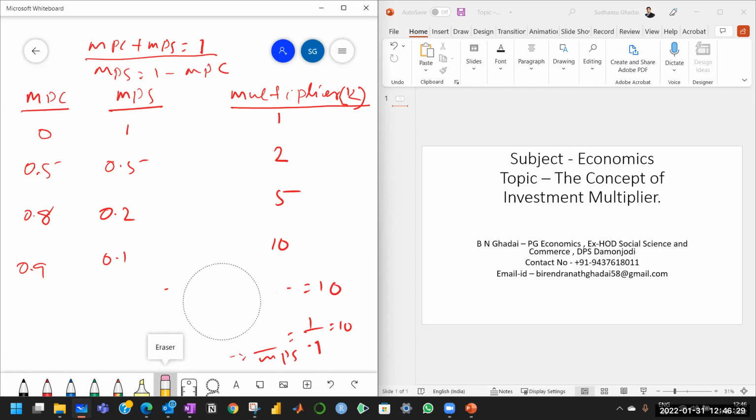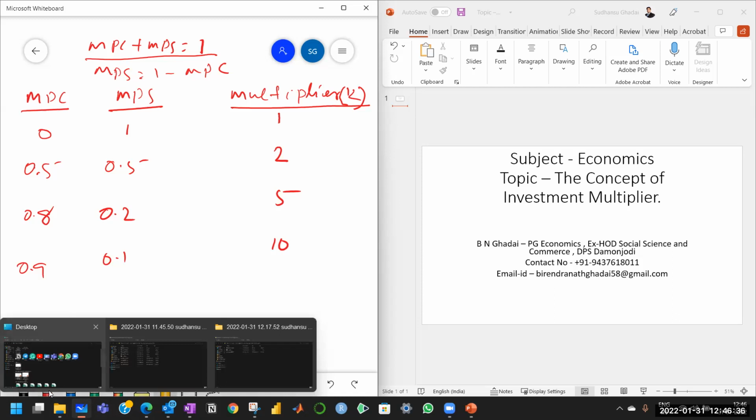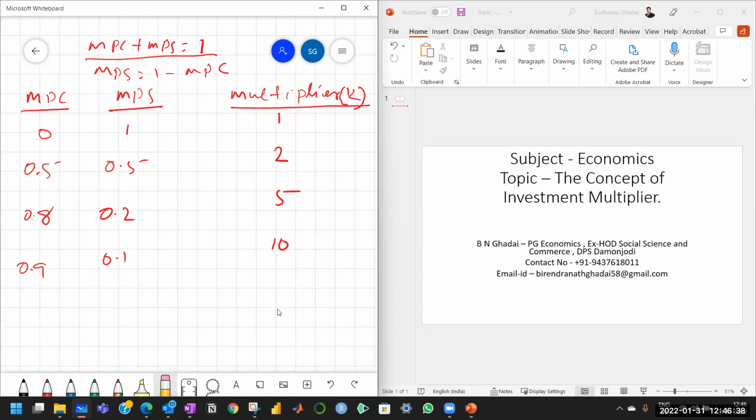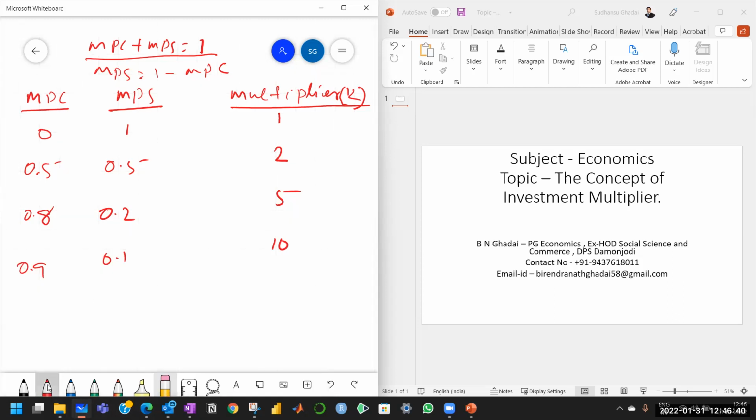Now, let us take the value of MPC as 1. Suppose the value of MPC is 1. So MPS will be 0.